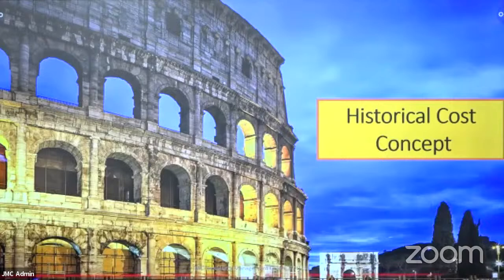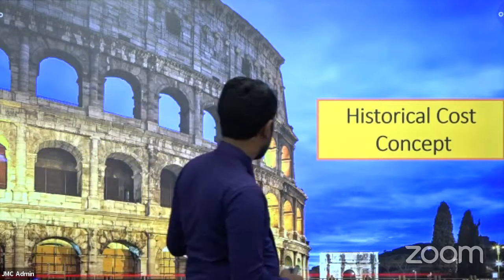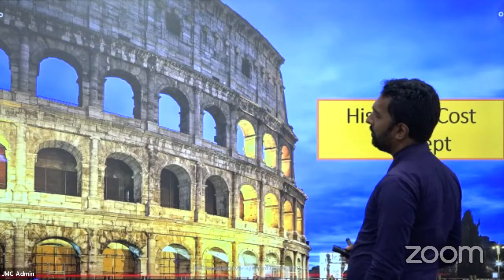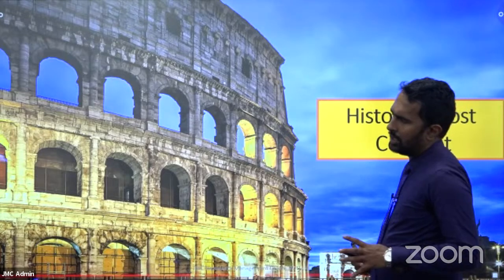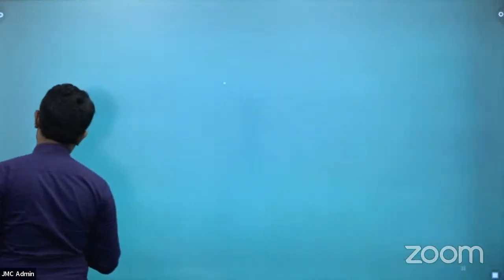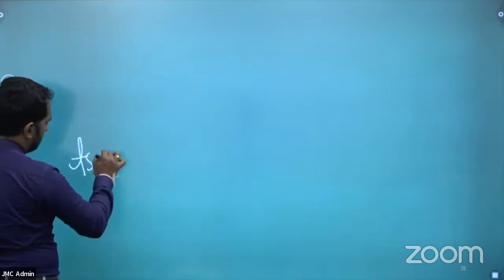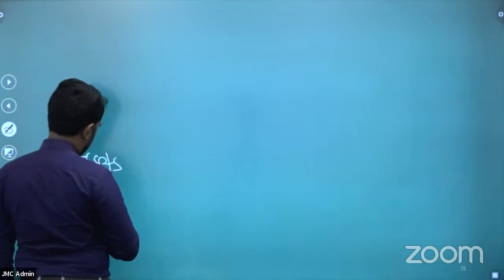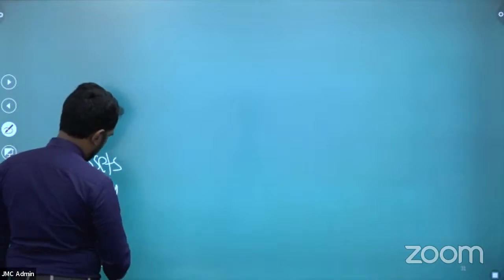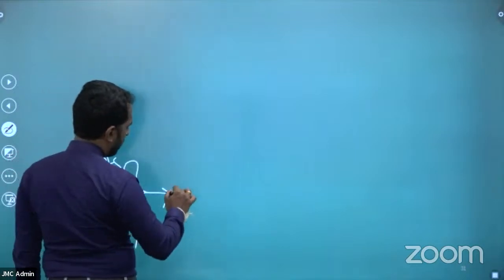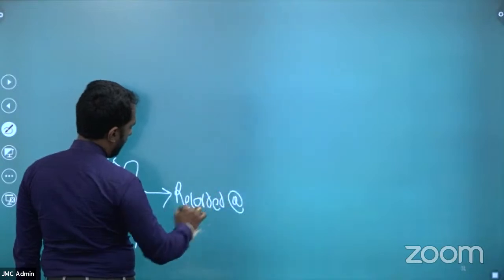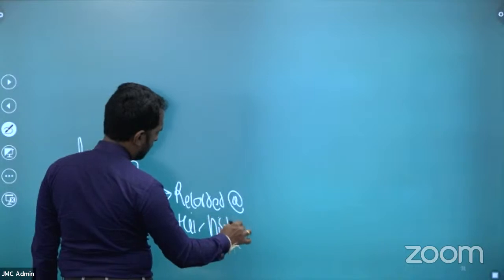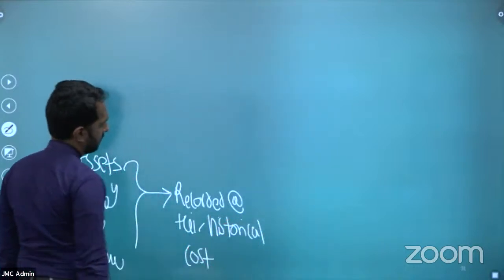Okay, so with that we are going to move on to the concept called the historical cost concept. Right now I have put up a historical monument, the Rome Colosseum. So what is the meaning of historical cost? It simply says that assets, or any other financial statement element, whether an asset, a liability, an expense or income, should be recorded at their historical cost.